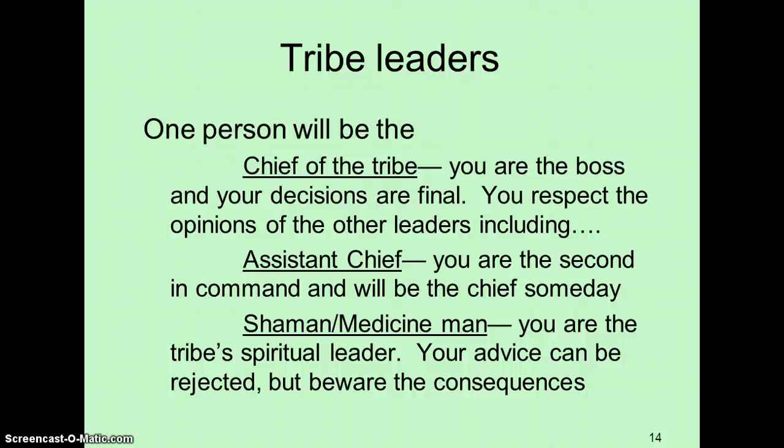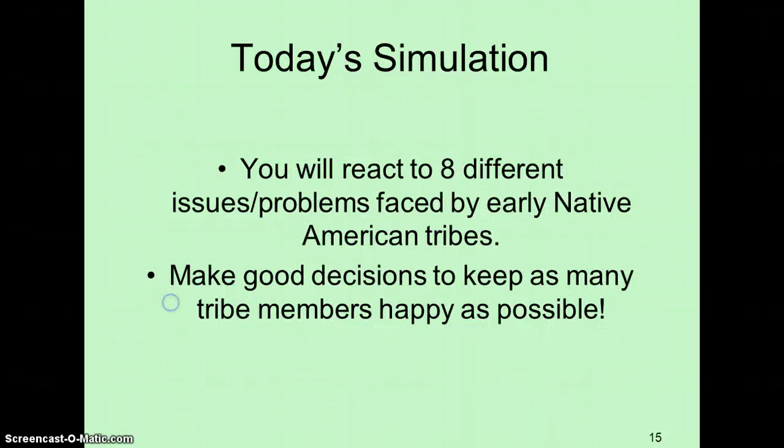So if the shaman or medicine man suggests something, well, the chief and the assistant chief wouldn't want to reject that advice lightly. So in today's simulation, you are going to react to 8 different issues or problems faced by the early Native American tribes. Your goal is to start with 200 tribe members and to keep as many of these people alive as possible with your good decision making. Good luck.